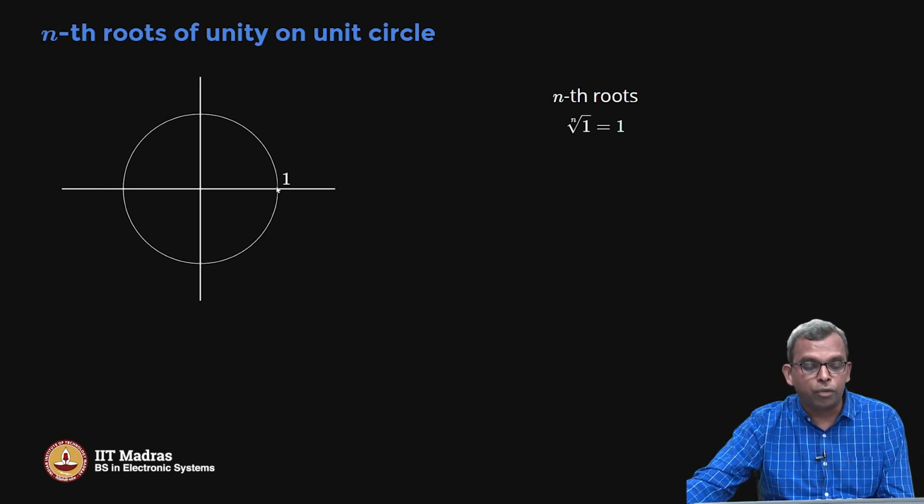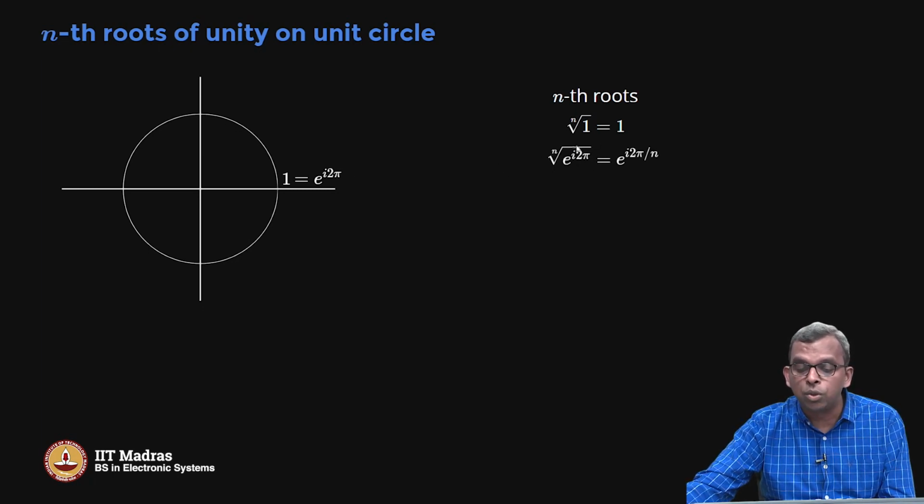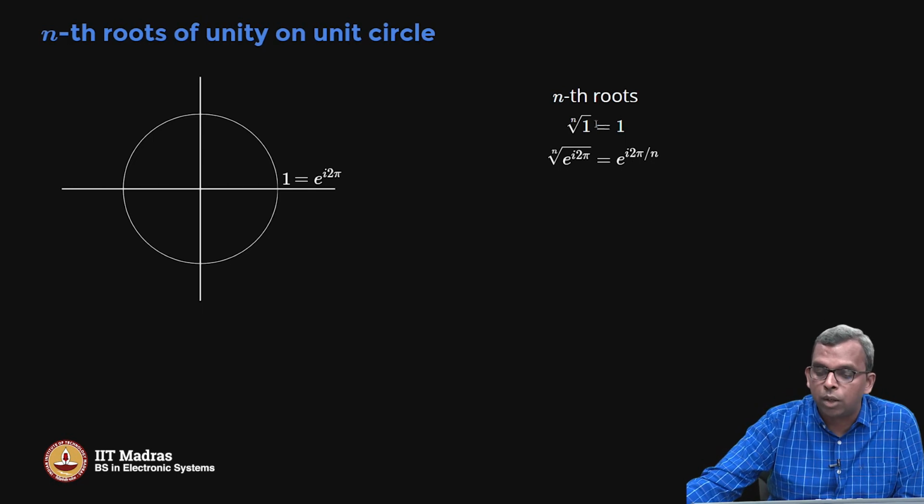Now, if I go around this circle once, I see that 1 is also equal to e^(i2π). So I may ask for the nth root of e^(i2π), which, using my complex arithmetic, I know is e^(i2π/n). Okay, so this is interesting. I got the nth root of 1 to be 1, and since 1 equals e^(i2π), instead of 1 I can write e^(i2π), but then the nth root becomes different. The nth root is e^(i2π/n).